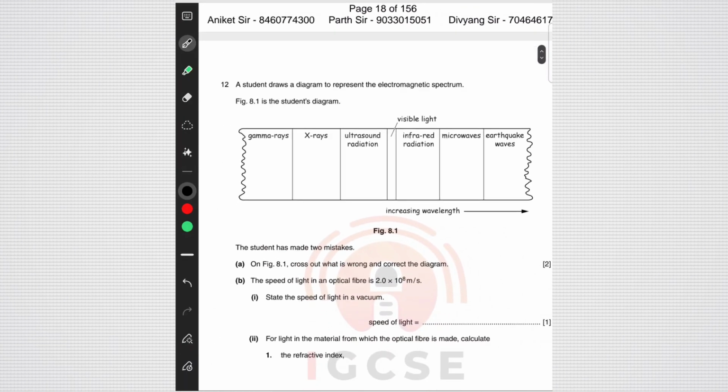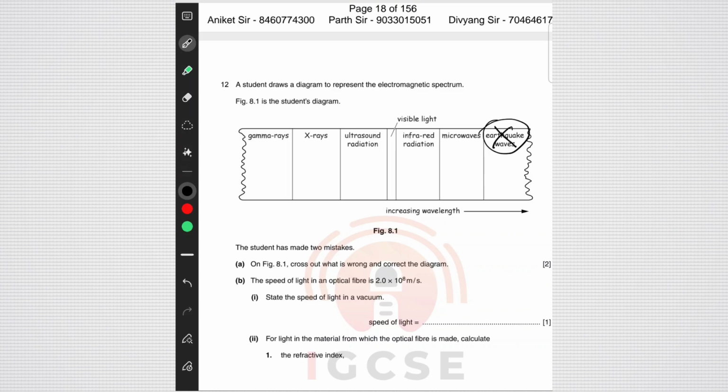Then we have question number 12. A student draws a diagram to represent the electromagnetic spectrum. Figure 8.1 is the student's diagram. Okay, this is increasing wavelength. The student has made two mistakes. Cross out what is wrong and correct it in the diagram. Okay, earthquake waves are not electromagnetic waves. Ultrasound, X-ray, gamma. Okay, and what is the other mistake?